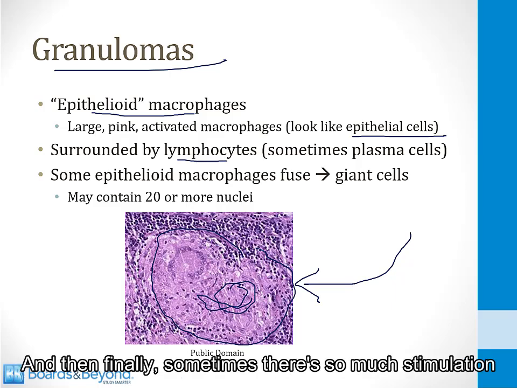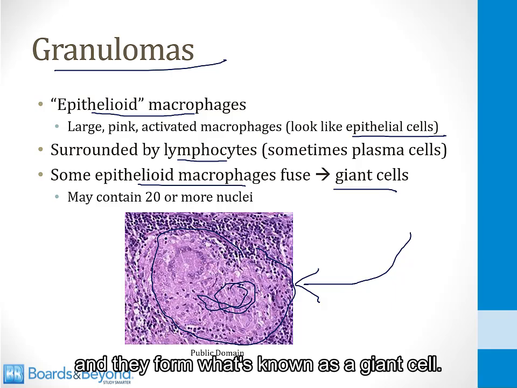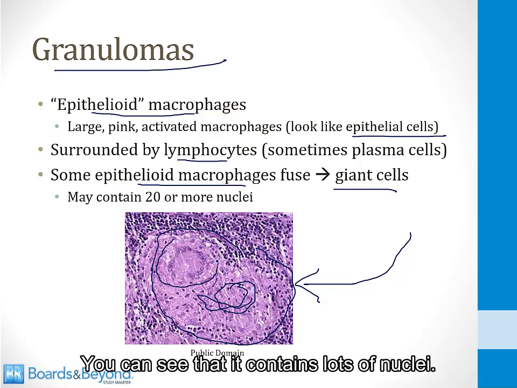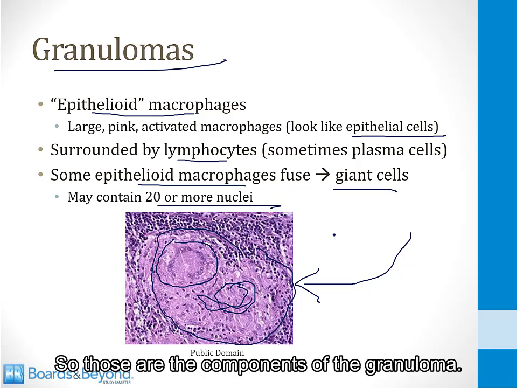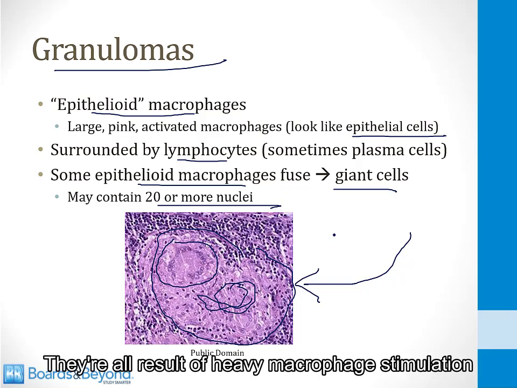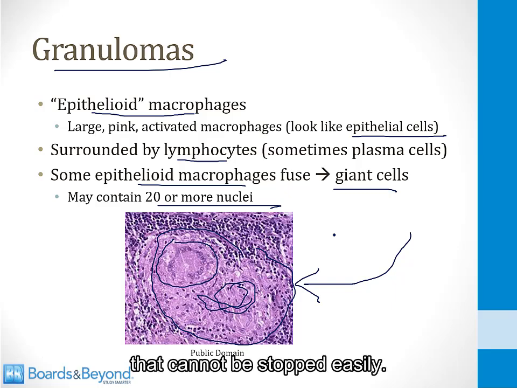And then finally, sometimes there's so much stimulation of macrophages that the epithelioid macrophages fuse, and they form what's known as a giant cell. This is a giant cell right here. You can see that it contains lots of nuclei. Some giant cells can contain 20 or more nuclei. So those are the components of the granuloma. They're all a result of heavy macrophage stimulation due to something driving the immune system that cannot be stopped easily.